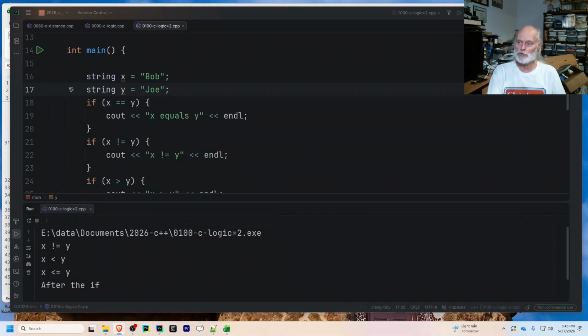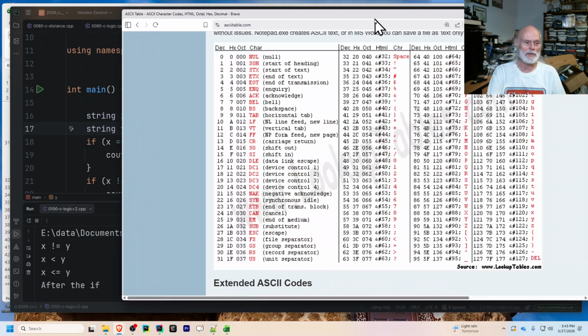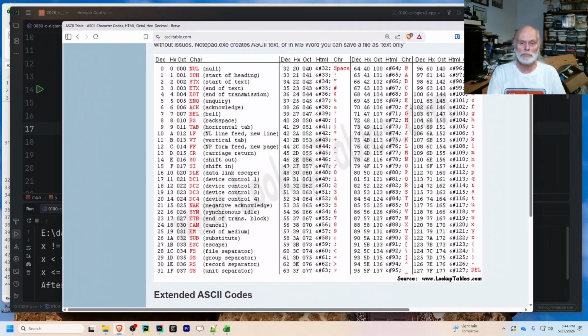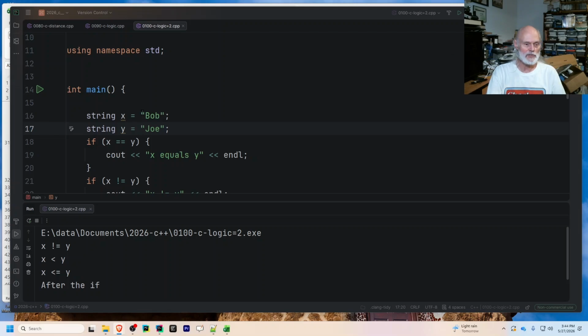And if you compare those numeric values, then we get a B comes on that ASCII table before a J. The B in Bob, 66, and the J in Joe, 74. And what C++ does is it looks at the first character. If they're different, it sees which one of them comes first in the ASCII table. If they're the same, then it goes and looks at the next character.